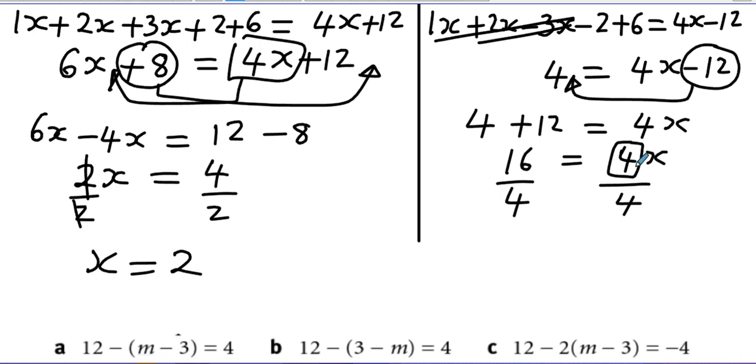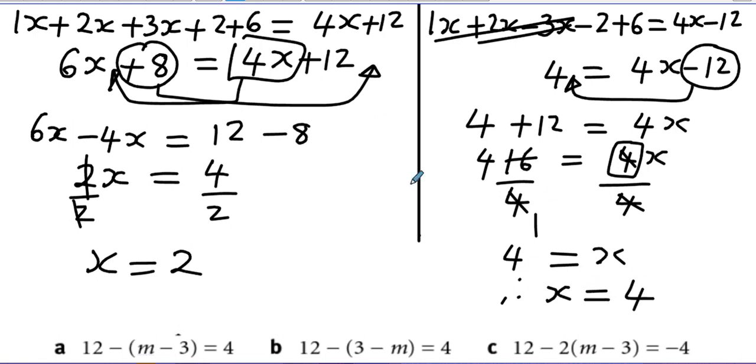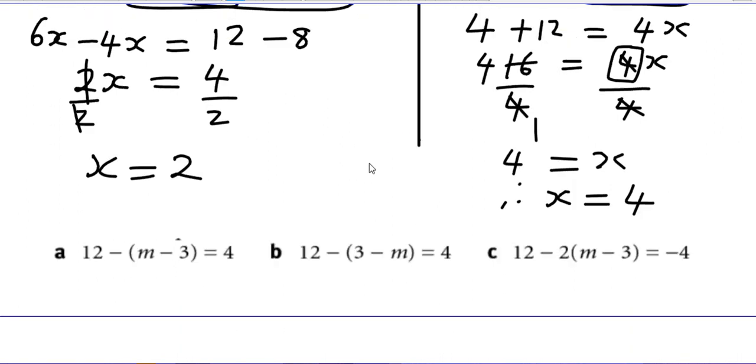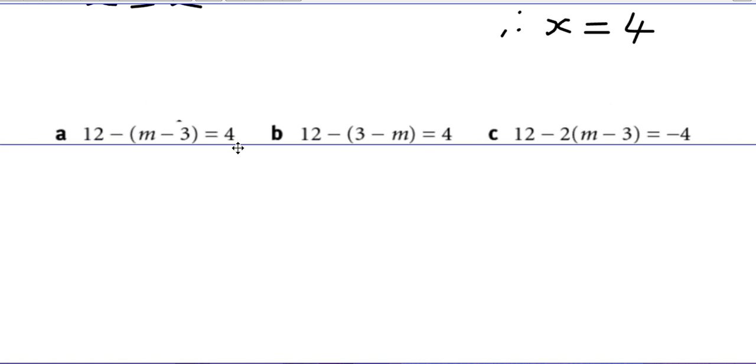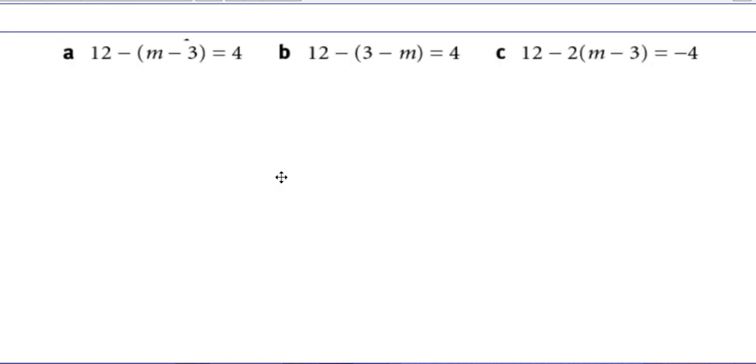So 4 and 4 will cancel. 4 divided by 4 is 1, and 16 divided by 4 is 4. So 4 equals to x. So in other words, x equals to 4. Right, let us go to another question. Okay, so let us try to expand the brackets, but before that, let us put some borders.